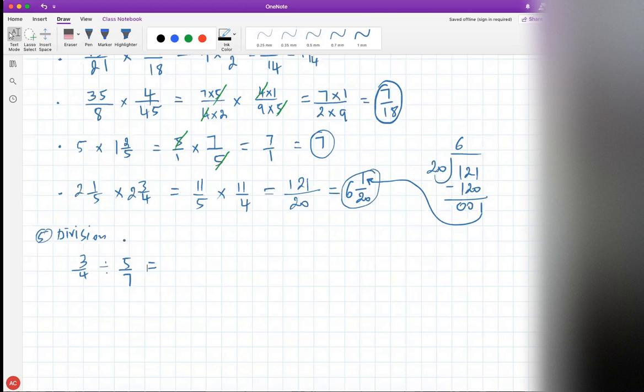Everybody? Yes. Go ahead. You keep the same and flip the second one. You keep the first one and you flip the second one.